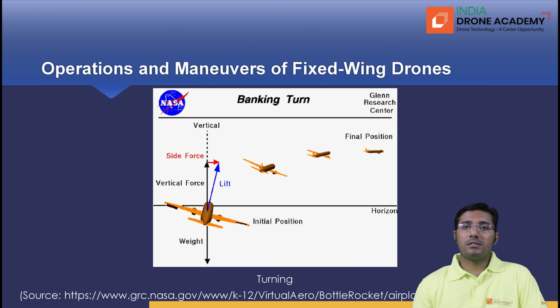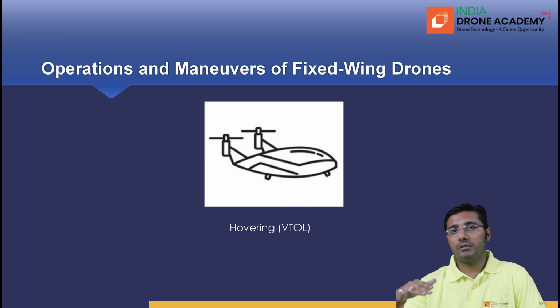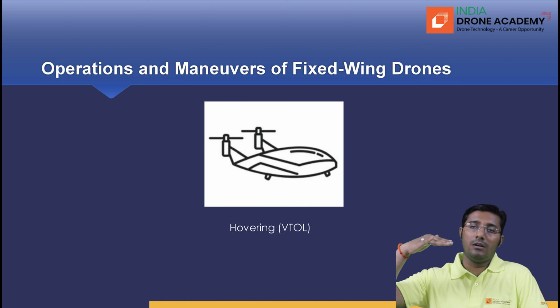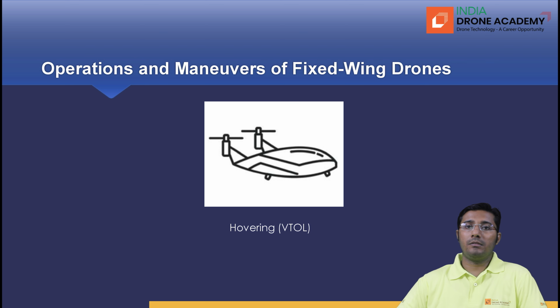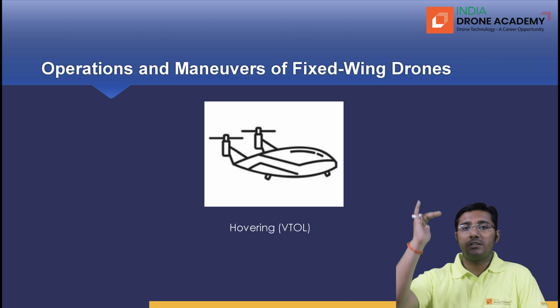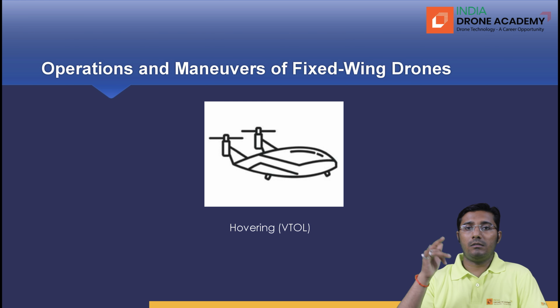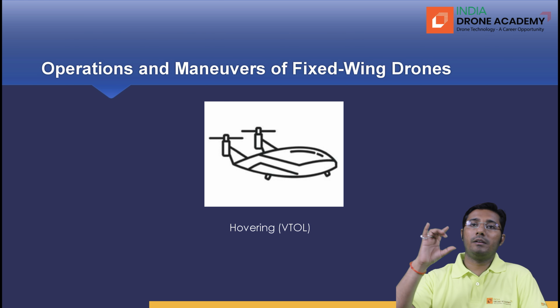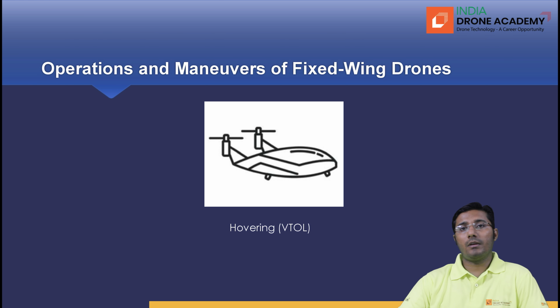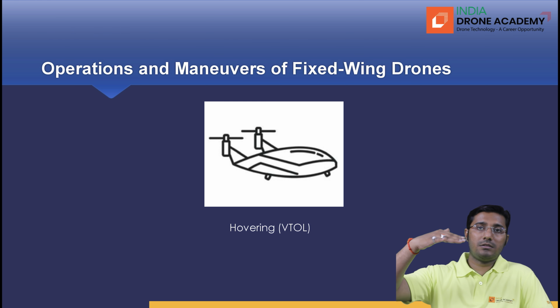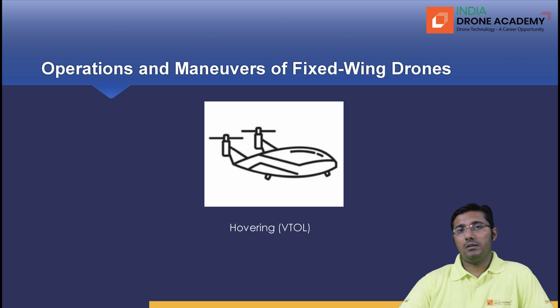Hovering is a state of flight in which the VTOL aircraft maintains its particular location in three-dimensional space, and in this state the lift generated by the propellers exactly balances the weight of the aircraft. That is why it just maintains its altitude.